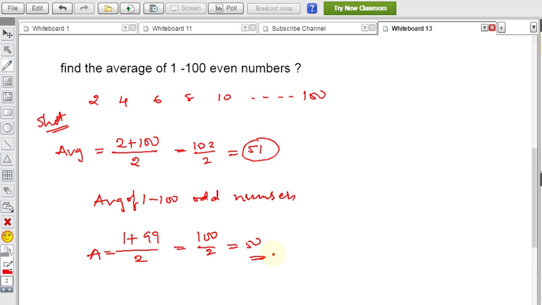Next, similar. One more example: if you see 1 to 65, here also you should take the first number and the last odd number and divide by 2. And similarly, one more question.